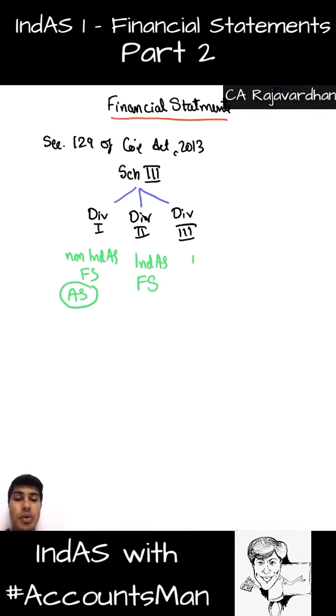Division 3 talks about financial statements of NBFCs, that is non-banking financial corporations. So, that is not our current matter of discussion, and neither are accounting standards. Our current area of discussion is basically Division 2, which talks about Ind AS financial statements.